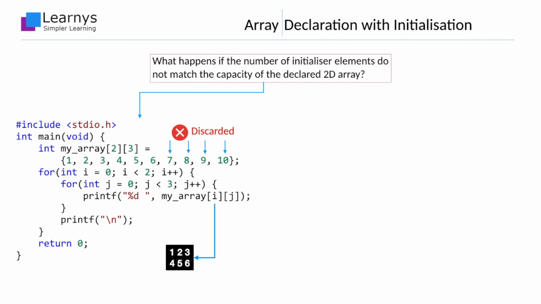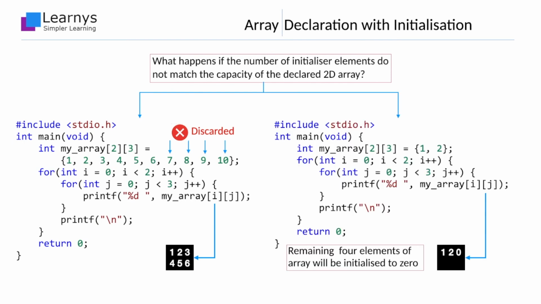What happens if the initializer elements are less than the number of elements in the array? In this case, all the initializer elements will be used for initializing as many cells as can be initialized by using the provided initializer elements. The remaining cells will be initialized with 0. The order of initializing the cells will remain the same as discussed before.